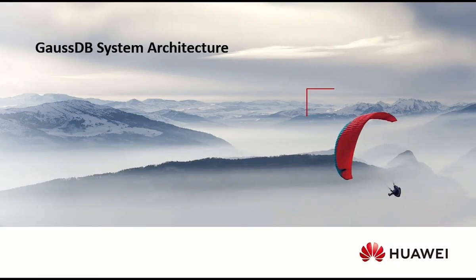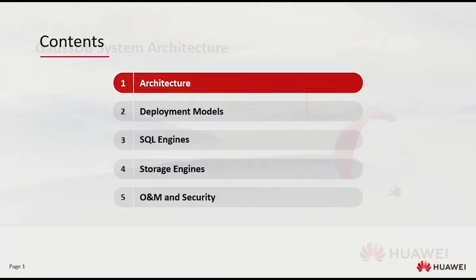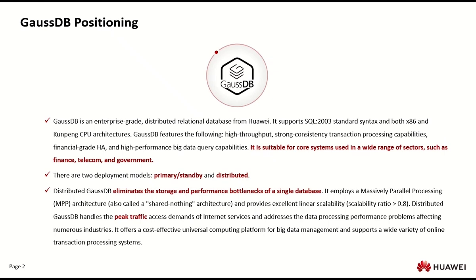Okay, now let's go for the GaussDB architecture chapter. First of all, GaussDB is a next generation enterprise level distributed relational database service. It supports SQL 2003 syntax, which means it supports most of your application SQL statements. It provides high throughput and a strong, consistent transaction processing capability, which is most suitable for core systems used widely in industry, such as financial, telecom, and governments.